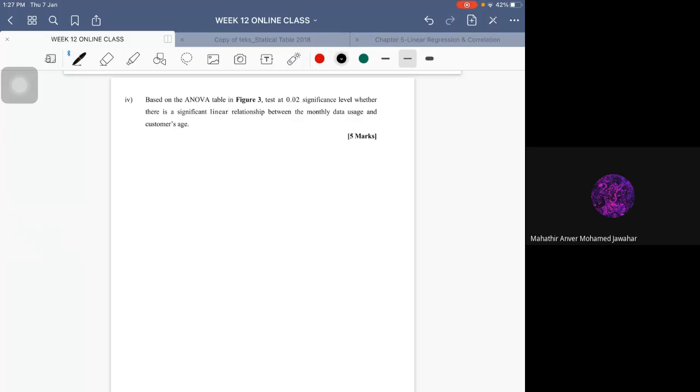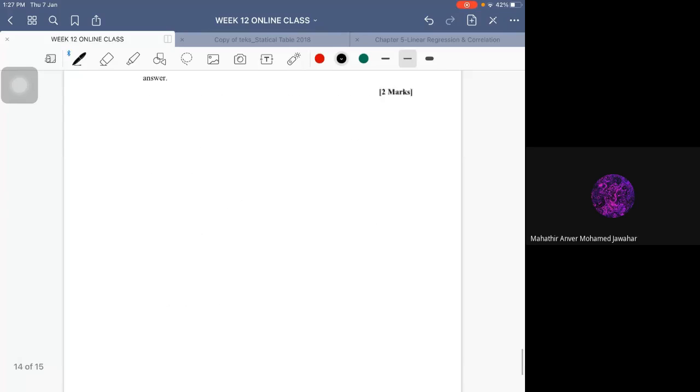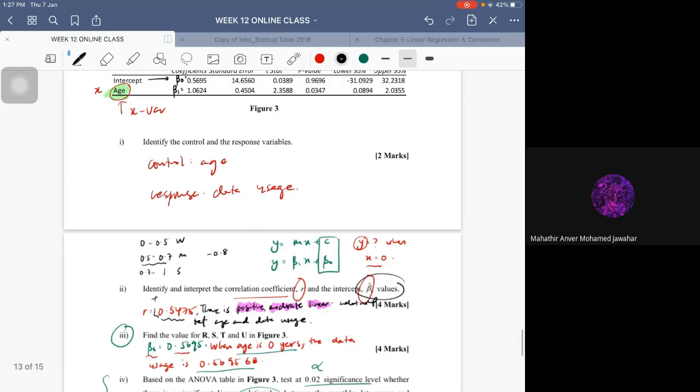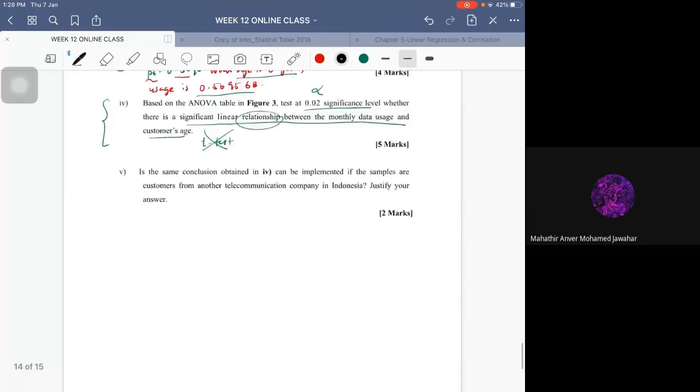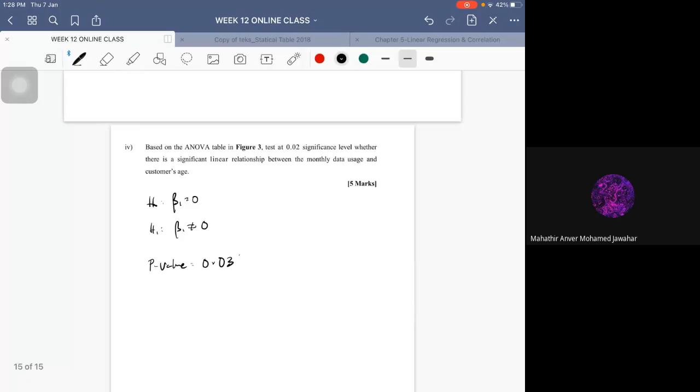So the method is going to be the same. My H null is beta 1 equals 0. My alternative is beta 1 is not equal to 0. My p-value from the ANOVA table is given by 0.03. What's the value at the back? I only remember 0.03. 0.0347. That's right, thank you. So I'm going to compare that with my alpha, which is 0.02. And of course, my p-value is greater than alpha.